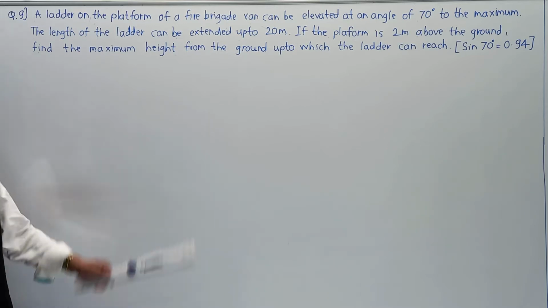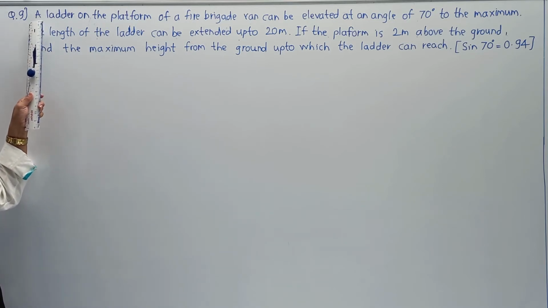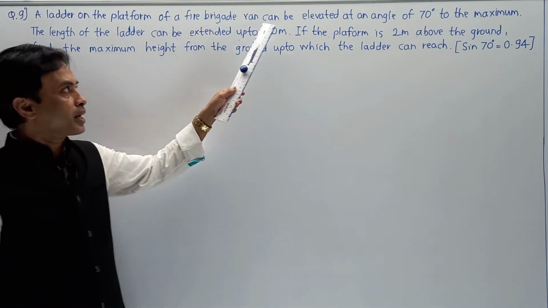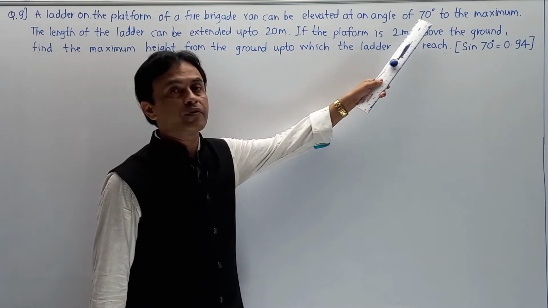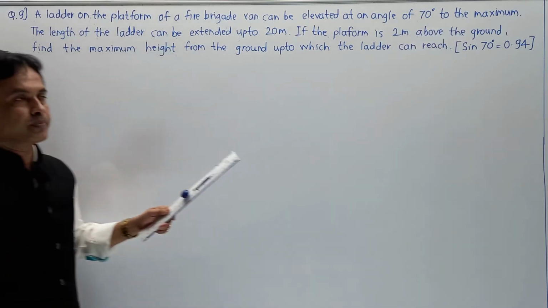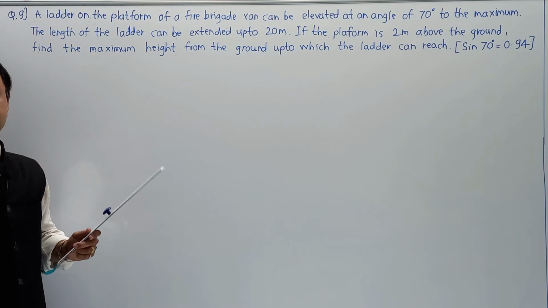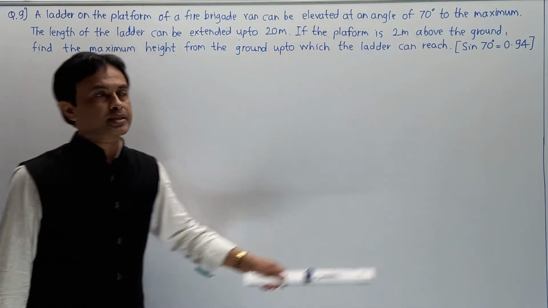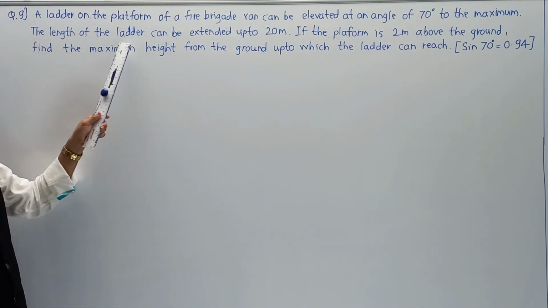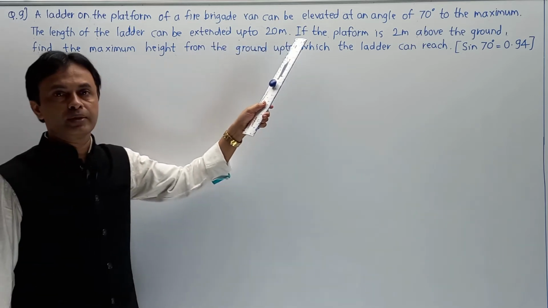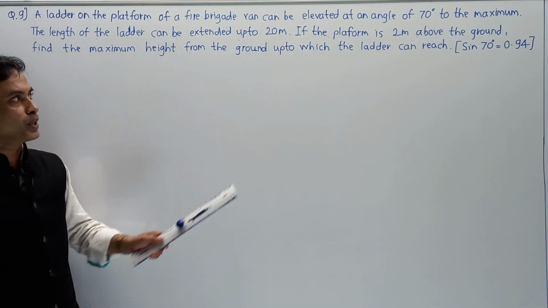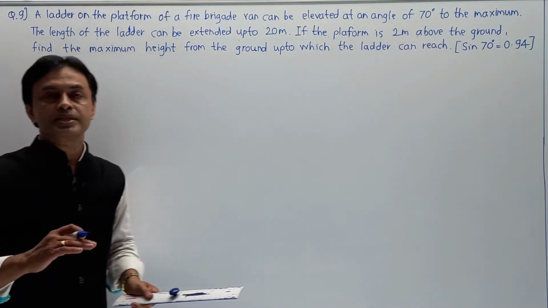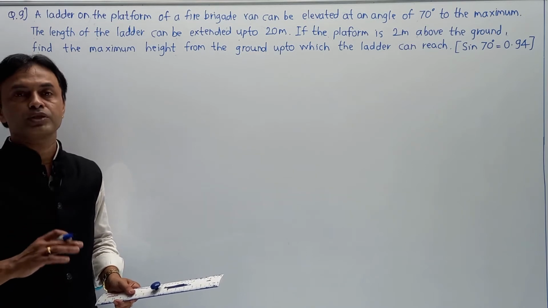So the numerical is, question number 9: a ladder on the platform of a fire brigade van can be elevated at an angle of 70 degrees to the maximum. Means there is a fire brigade van which contains one ladder, and it can be elevated up to 70 degrees maximum. The length of the ladder can be extended up to 20 meters. If the platform is 2 meters above the ground, means this entire structure is 2 meters above, mounted on a van.